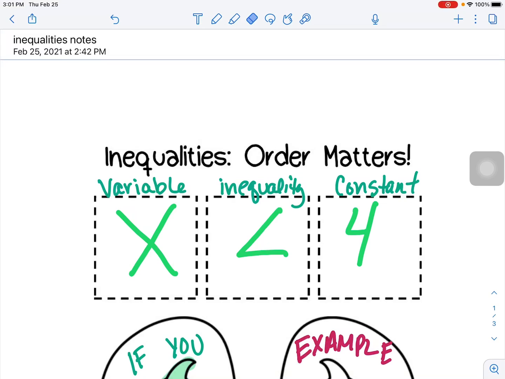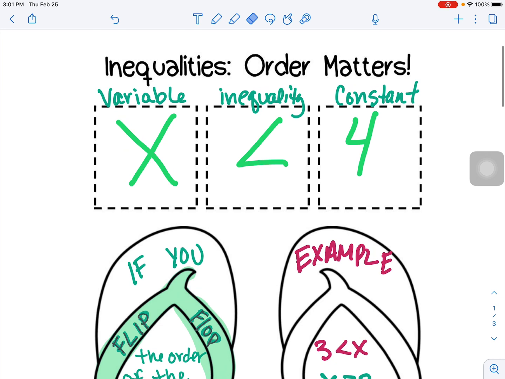Hello. These notes should help with the little tricky parts of solving inequalities. So the first half of our notes just point out that order matters in an inequality. In an equation, if I have x equals 3, that's the same as 3 equals x. But when I have an inequality, the order matters. It changes the meaning of the inequality.